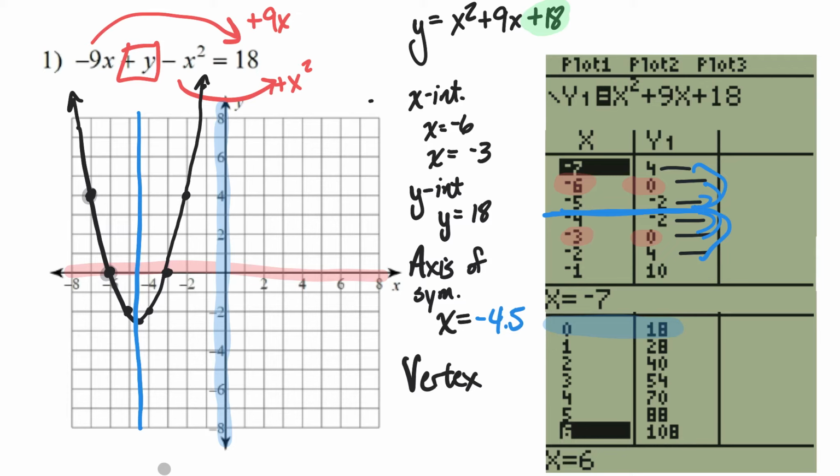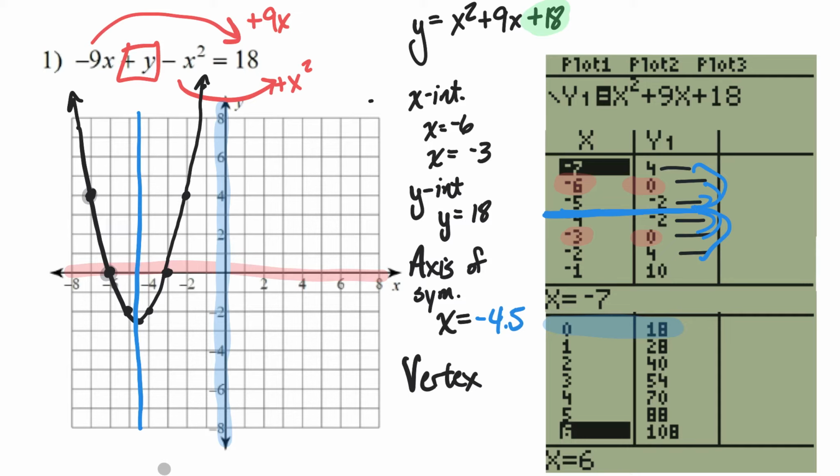Now, once we have our x value, we do have an equation here as well. So what we could do is plug our value into our equation, or since we have a graph already established here, we could look up the value -4.5. And when we have that, we will have our vertex.